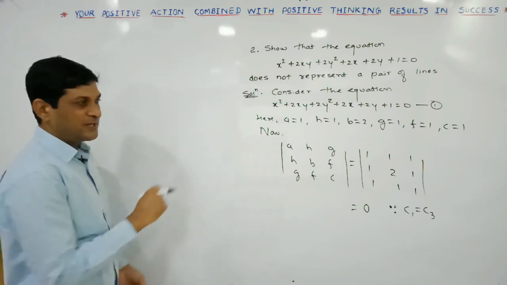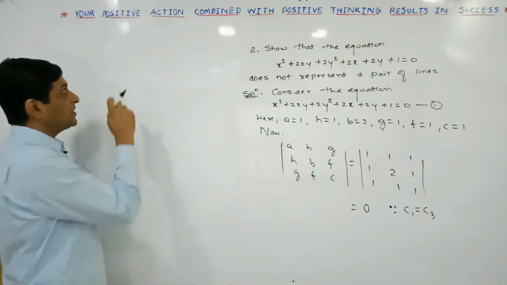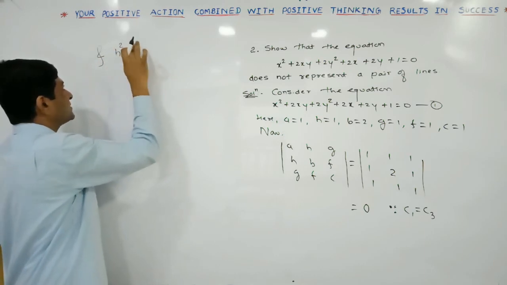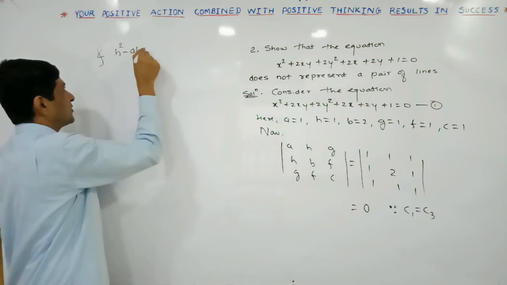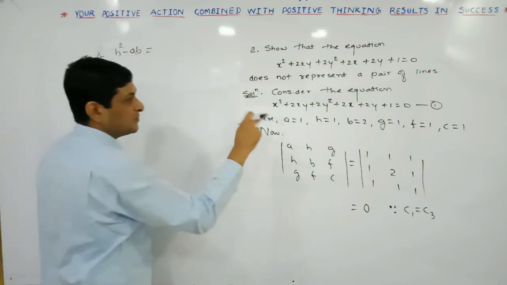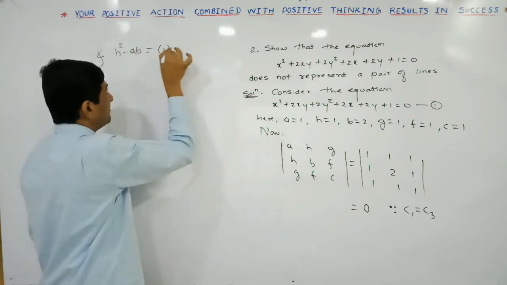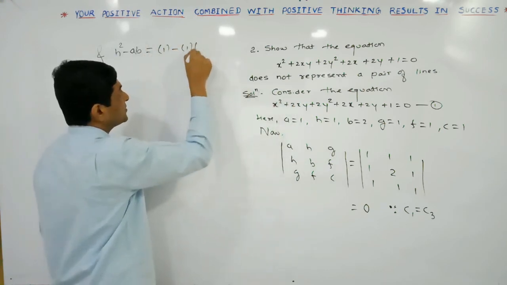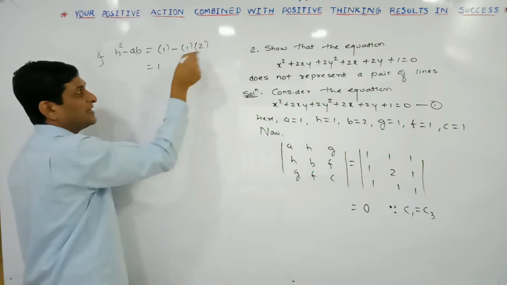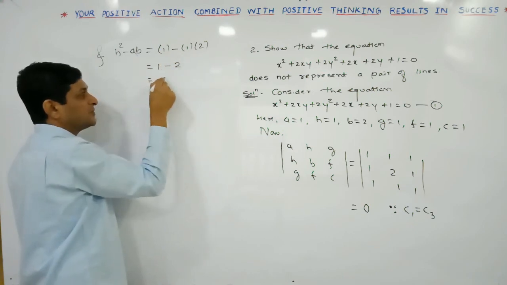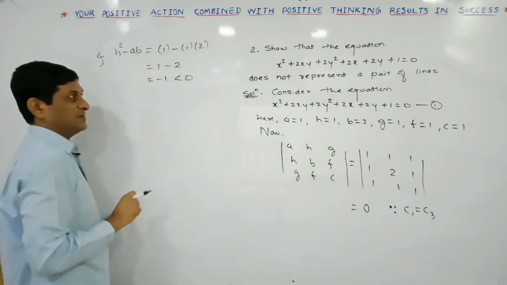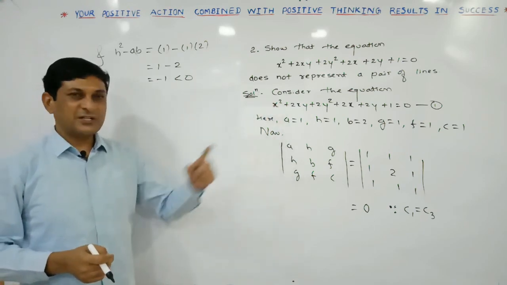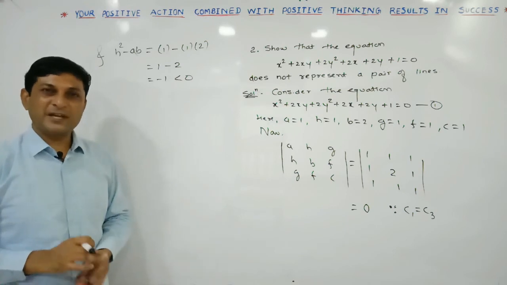Now once the value of the determinant is equal to 0, we have to check whether the value of h square minus ab is greater than or equal to 0 or not. So replace h by its value. What is the value of h here? 1, minus a is also equal to 1, and b is equal to how much? 2. So here we are getting 1, and here we will get 2. 1 minus 2 is minus 1, which is what? Less than 0. And if this value is negative, we can conclude that this equation number 1 does not represent what? A pair of straight lines.